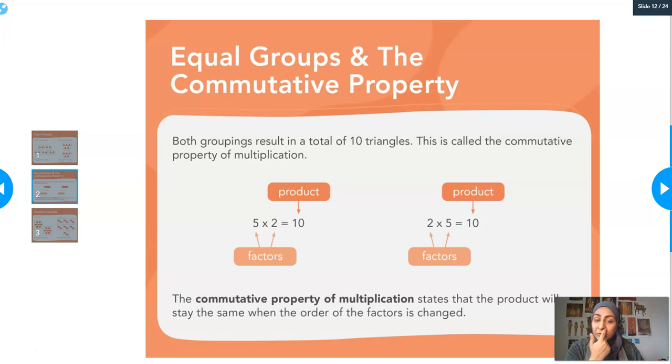So both groupings result in a total of 10 triangles. This is called the commutative property of multiplication. The commutative property of multiplication states that the product will stay the same when the order of the factors is changed. That means both of the equations are correct: 5 times 2 equals 10 and 2 times 5 equals 10. They are still correct even though I changed the factors' order.